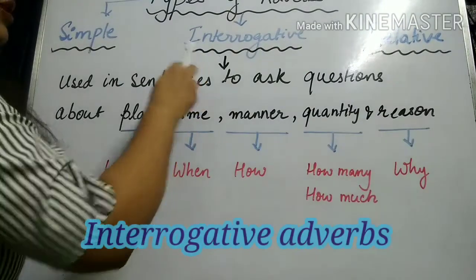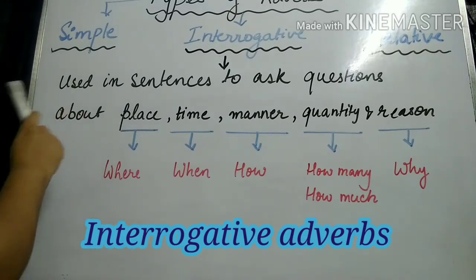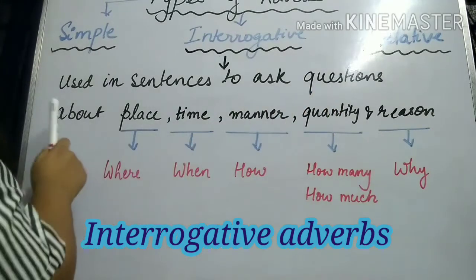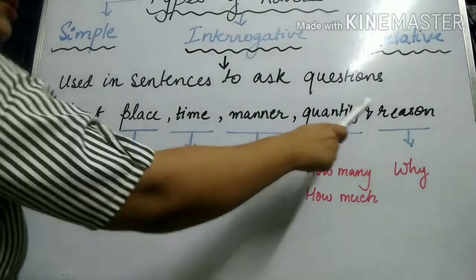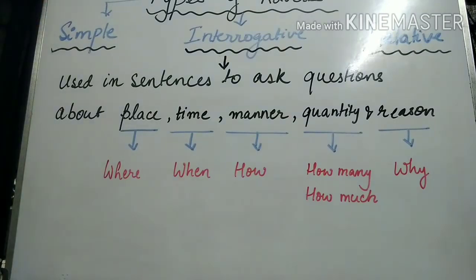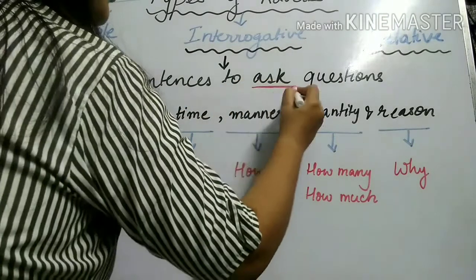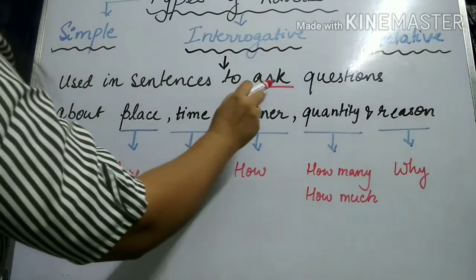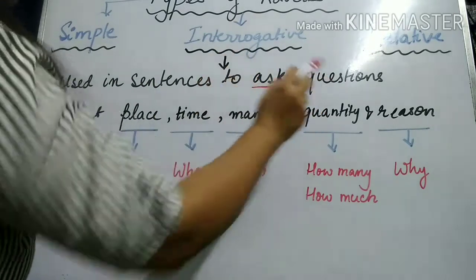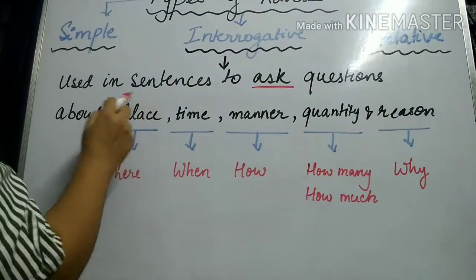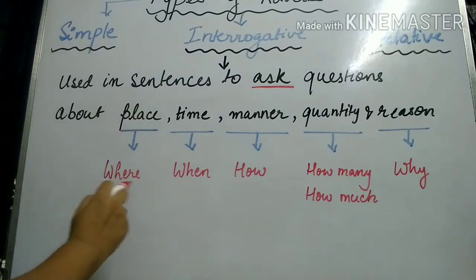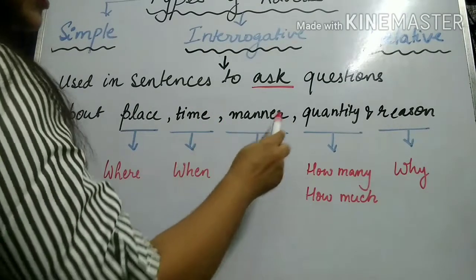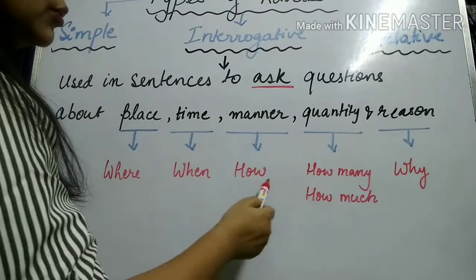The next is the interrogative adverbs. So you can see it's written over here. These adverbs are used in sentences to ask questions about place, time, manner, quantity and reason. The word ask is very important over here. Interrogative adverbs are used in questions. They are used to ask questions. So for asking about a place, the word used is where. Asking about time, the word to be used is when. When we ask about the manner of an action, the word used is how.